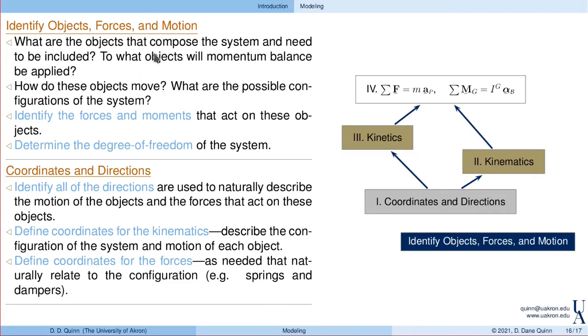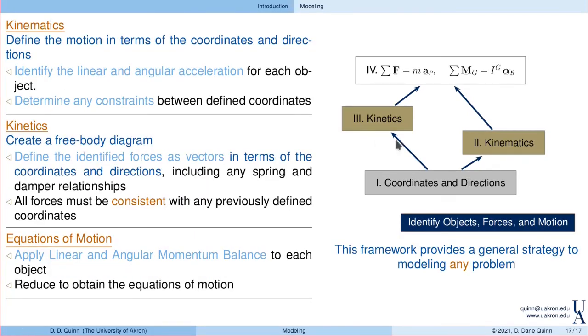Identify the objects, forces, and motion. These are really the things we want to think about. Coordinates and directions, this step, here's what we think about. Kinematics, that's what I do next, right? Here's what I think about. Define the motion in terms of these coordinates and directions that I defined in the previous step. Kinetics, free body diagram. And then finally, apply the equations of motion. And what I promise you is that this framework provides a general strategy to modeling any problem that we'll see in this class.